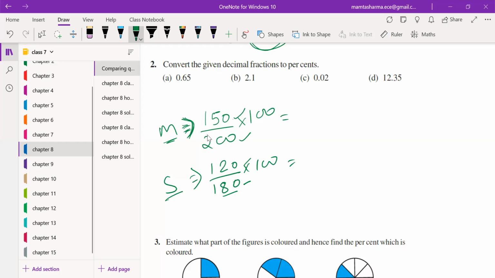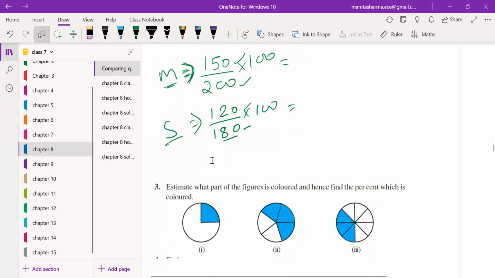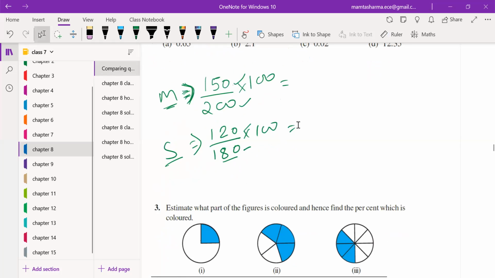Ma'am, maths is 75%. Okay, you can solve it. Aisha, will you solve? Okay, ma'am, I'll solve it. You simplify it, then you will get the answer. Which one is less? Which one is more? You can give the answer accordingly. Any more doubt?